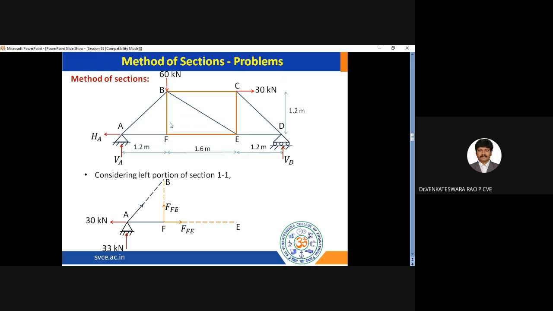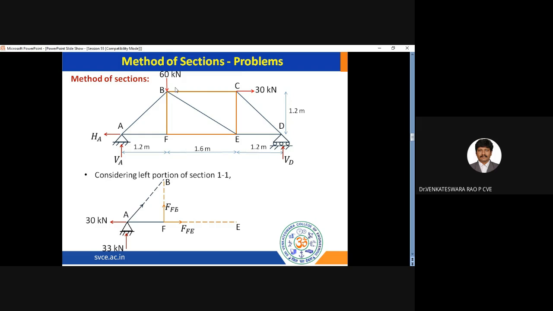Okay. So now if you see the requirement of my unknowns first, you focus on that. I have to calculate BF, FE, CE and CD. To calculate these four members, we cannot definitely take a single section line. I already said at the beginning itself, a section should not cut more than three members. After all, we are going to use three equations. We should not cut more than three.